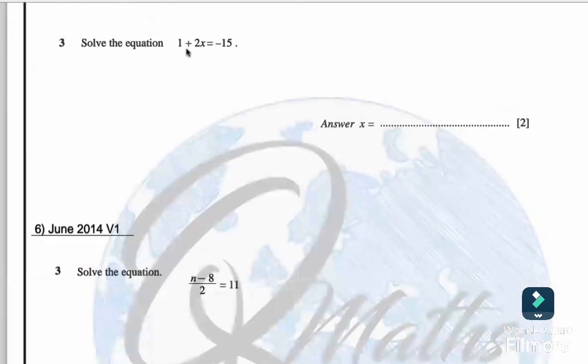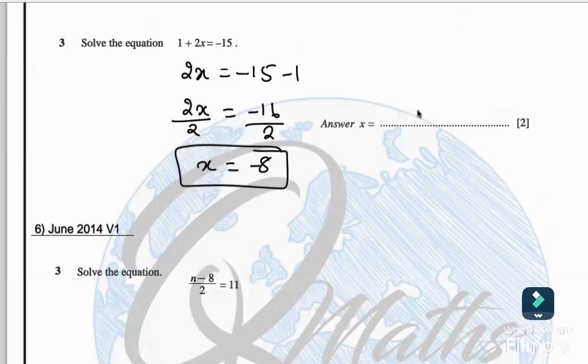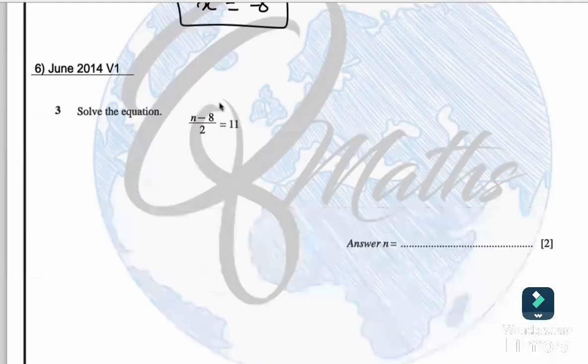Over here, we have 2x already on the left-hand side, minus 15, negative 1. So 2x is equal to negative 16. Divide by 2 on both of the sides. Therefore, x is going to be minus 8.